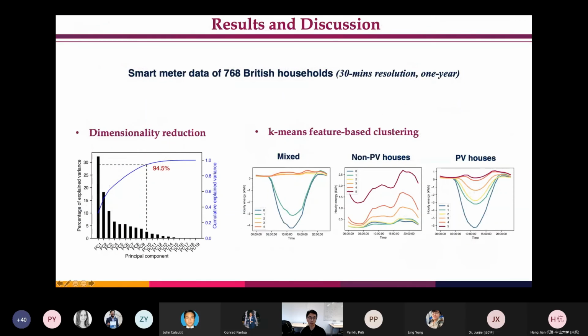So here are the results and the discussion about the work. We collected the smart meter data from around 760 British households, and the temporal granularity is 30 minutes, one year long. This picture shows the results.